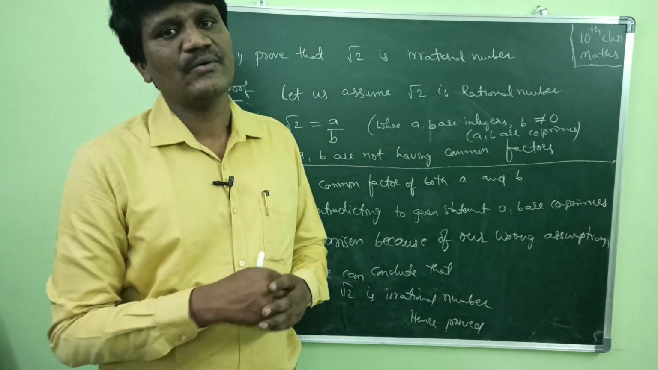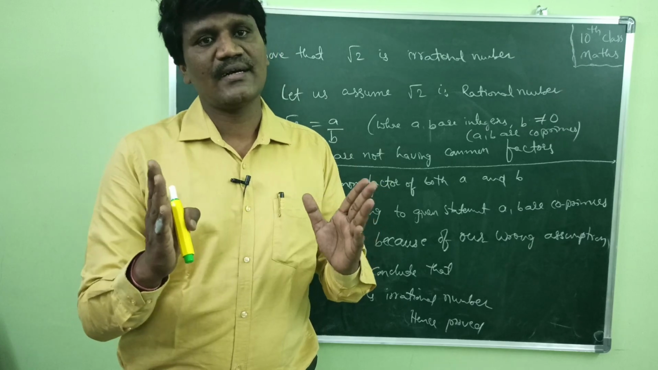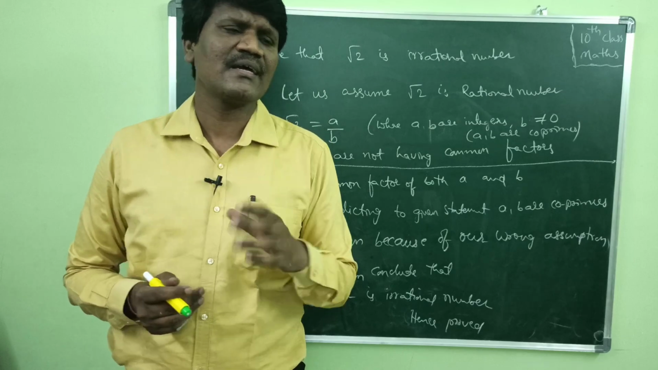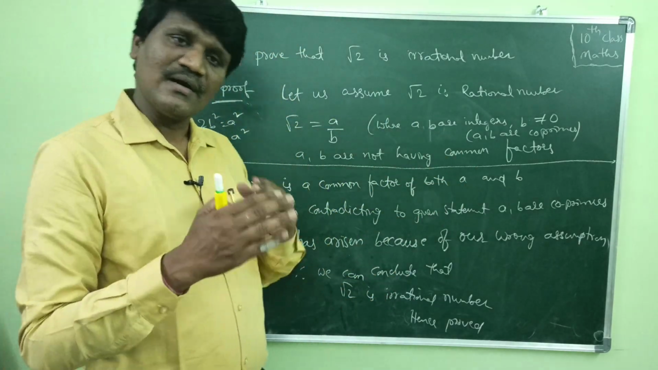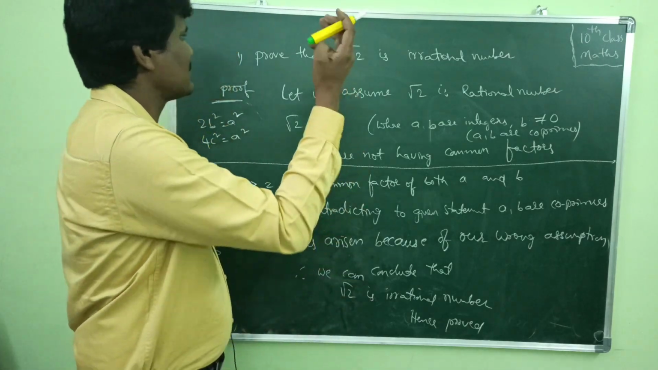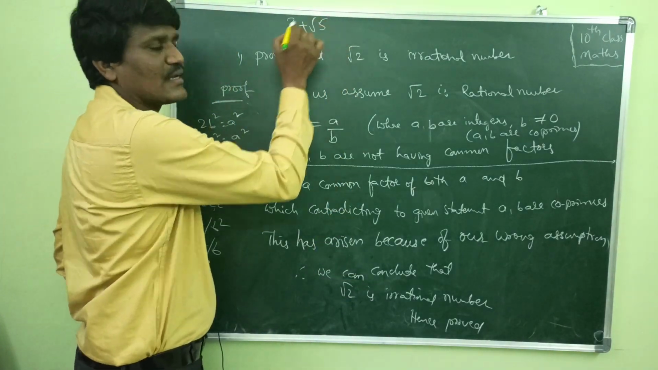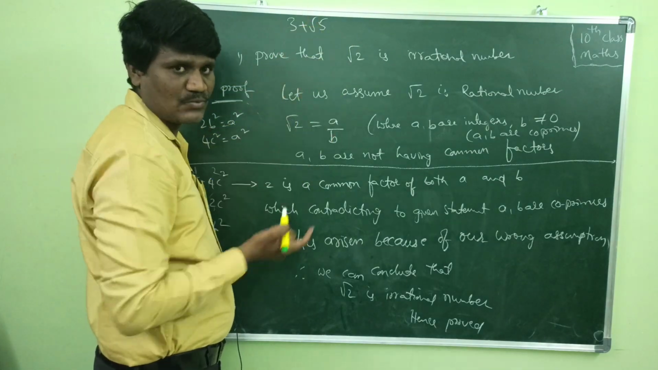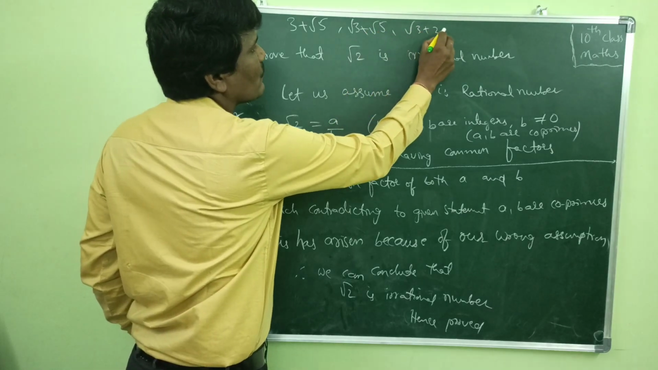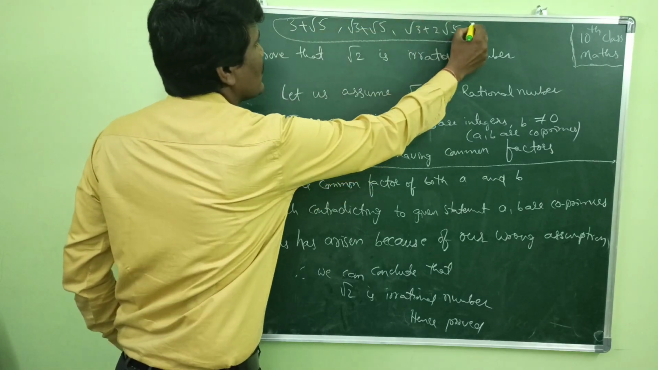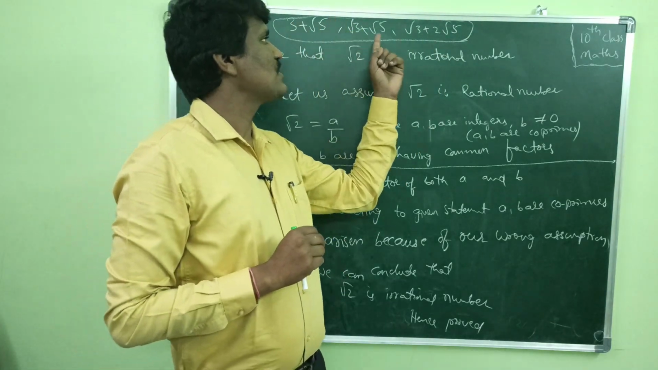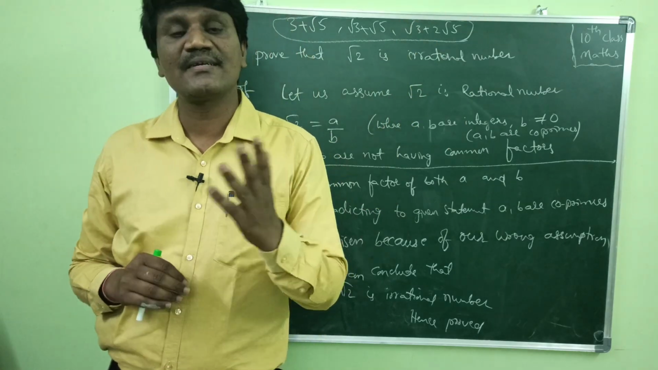Now in the next video we are going to see the most important proofs of irrational numbers, like 3 by root 5 is irrational, or 3 plus root 5, 3 minus root 5. Already we have seen in the 4th, 5th and 6th problems that 3 plus root 5, root 3 plus root 5, or root 3 plus 2 root 5 are irrational numbers. The next video is the most important for 4 mark questions.